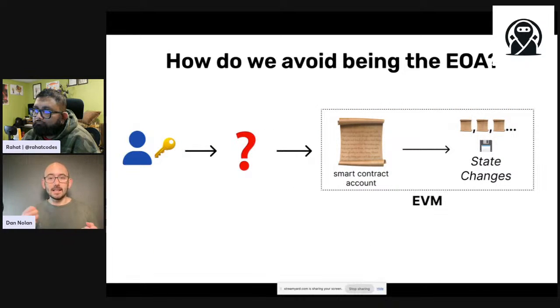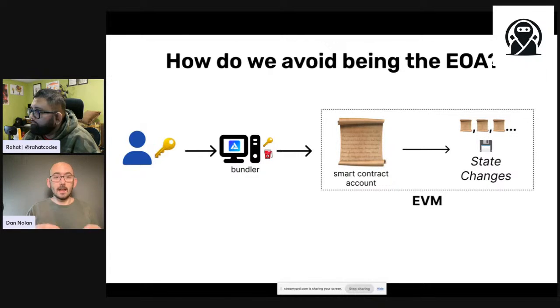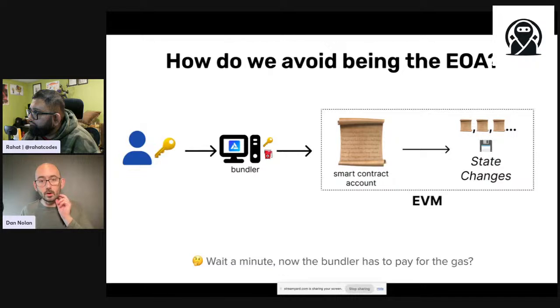So how do we avoid being the EOA? How do we avoid paying for gas? We introduce another off-chain component called a bundler that's actually going to sign the transaction for us. In the current version of the EVM as it's adopted by most chains, the protocol requires that you sign something, saying the only way you can initiate transactions is through the EOA, and somebody has to pay for that gas. So when we are doing just smart contracts to try to get account abstraction with 4337, we introduce a bundler, and the bundler is going to pay for the gas for the user. So now the bundler has to pay for the gas.